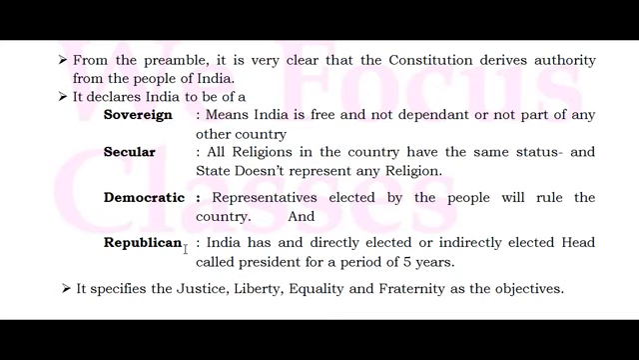What is the meaning of secular? All the religions in the country have the same status, not equal. They enjoy the same status. The state doesn't discriminate against any religion, and the state doesn't represent any religion either. That is the meaning of secular. And what is the meaning of democratic? Representatives elected by the people will rule the country. So democratic means government of the people, by the people, for the people. People will elect the representatives, and the representatives elected by the people will rule the country.